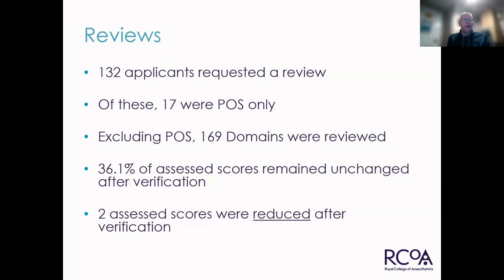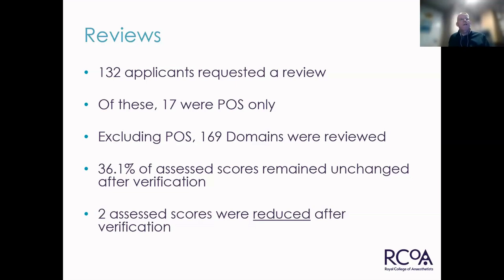132 applicants requested a review, and about a third remained unchanged, but very importantly, 2 assessed scores were actually reduced after verification. And that's always a possibility, that you may ask for a review and your score actually gets reduced even more. But the majority of cases that did not happen.